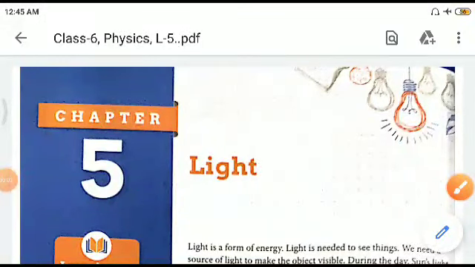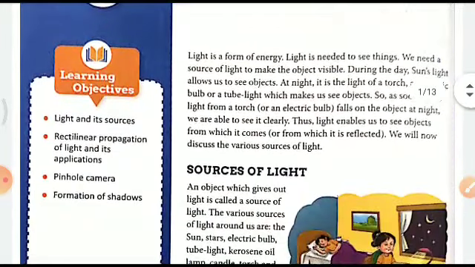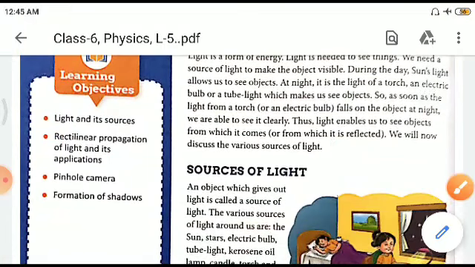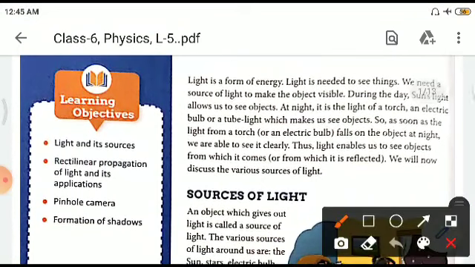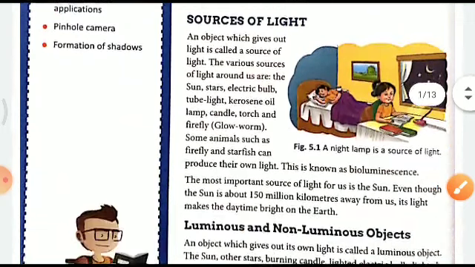Good morning, children. I welcome you all to today's session of physics, and we are on to chapter 5, which is light. And we have seen that light is a form, right, children? Remember, this is a very, very important thing for you all to know, and that is light is a form of energy, right? Which enables us to see. Now, sources of light, there are various sources, right?